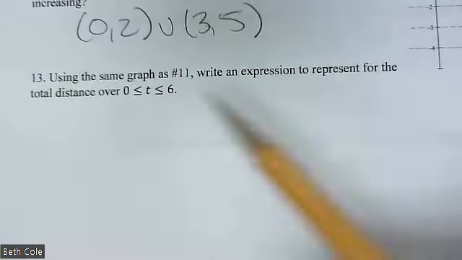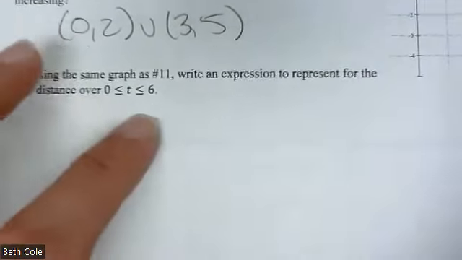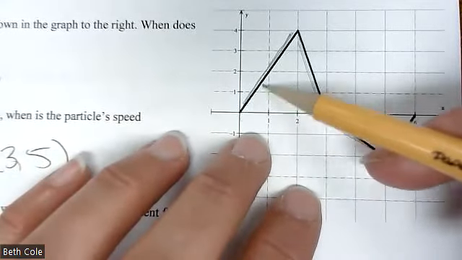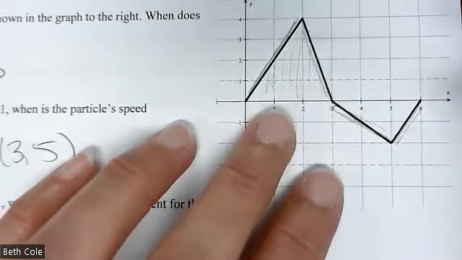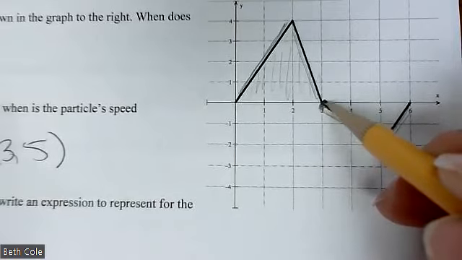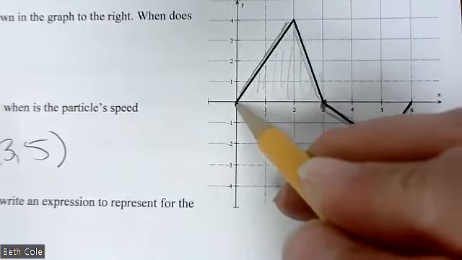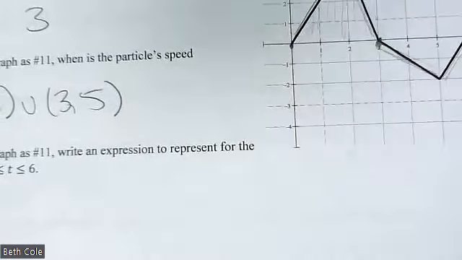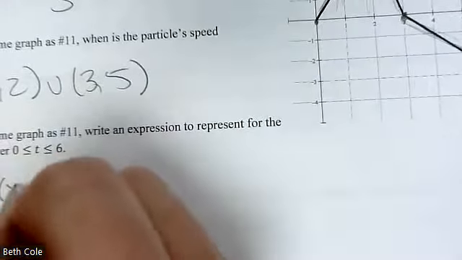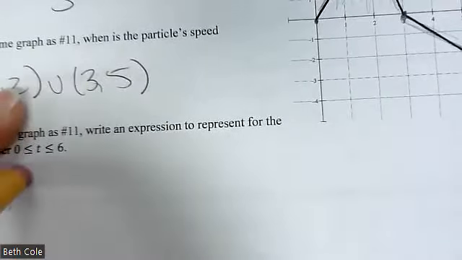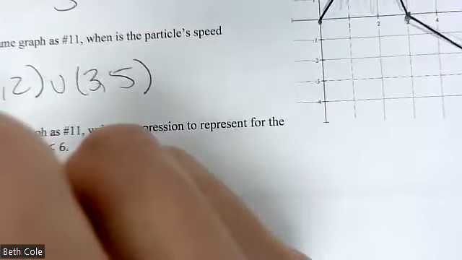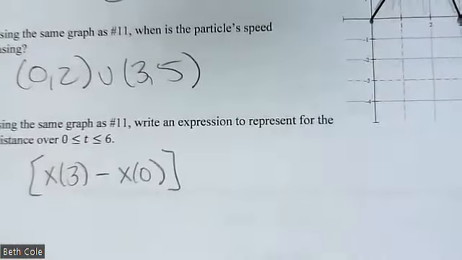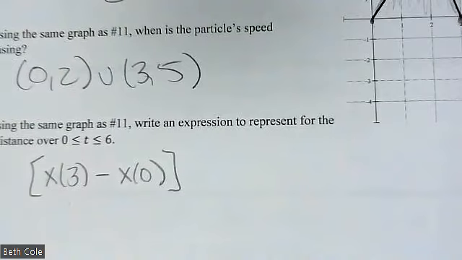All right, using that same graph, write an expression to represent the total distance over time 0 to 6. So you would need to add up all of this positive motion. So you would take wherever you ended up at 3 minus where you were at 0. Do you see what I'm saying? If you subtract those, it'll give you all that positive motion. So x of 3 minus x of 0. If you subtract those, that gives you the difference in between.